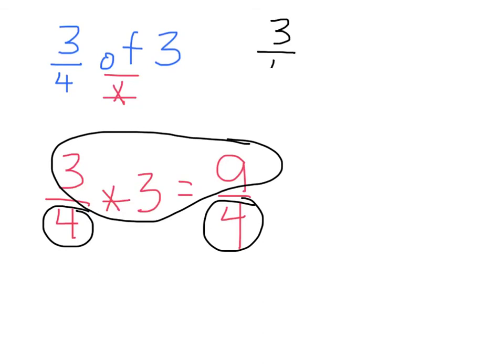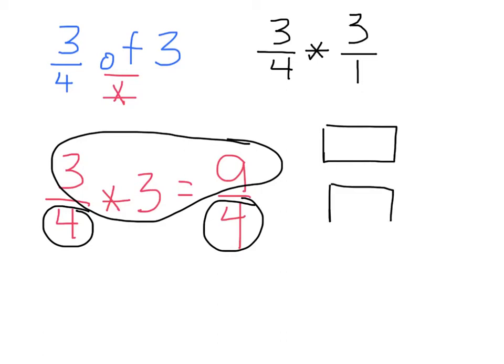3/4 times 3 equals 9/4. So I'm going to write the 3 as a fraction. So we can write 3 as a fraction as 3/1. Why do we write 3/1? Well, 3/1 means that we have 3 parts, and in each whole, there's just one part. So it's really like just drawing out 3 wholes. Okay? Each whole has one part in it.